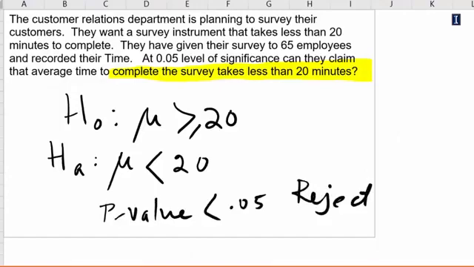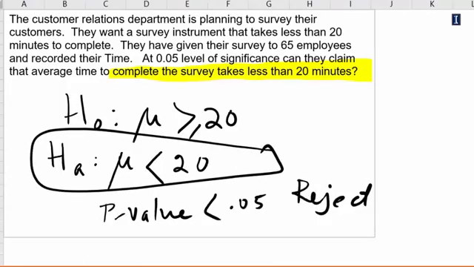Which means that we believe that it will take less than 20 minutes. So if that was what they were looking for, this survey will satisfy that requirement, and they can go ahead and send it to their customers.